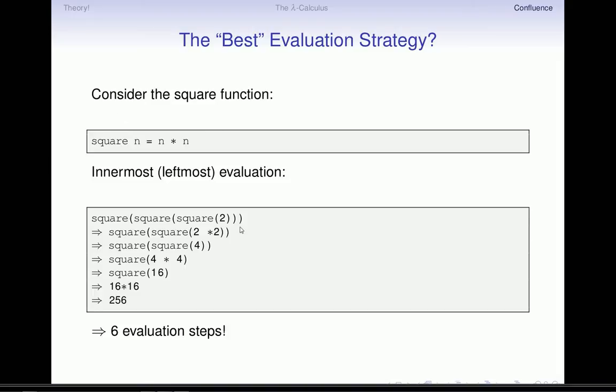So we reduce square 2 in the first step, yielding 2 times 2. Then we reduce the innermost term, which is 2 times 2, to 4. We then evaluate square 4, reducing to 4 times 4. Evaluate 4 times 4, which is 16. Finally, we can evaluate square 16, and we reach the final result 256 in 6 evaluation steps.